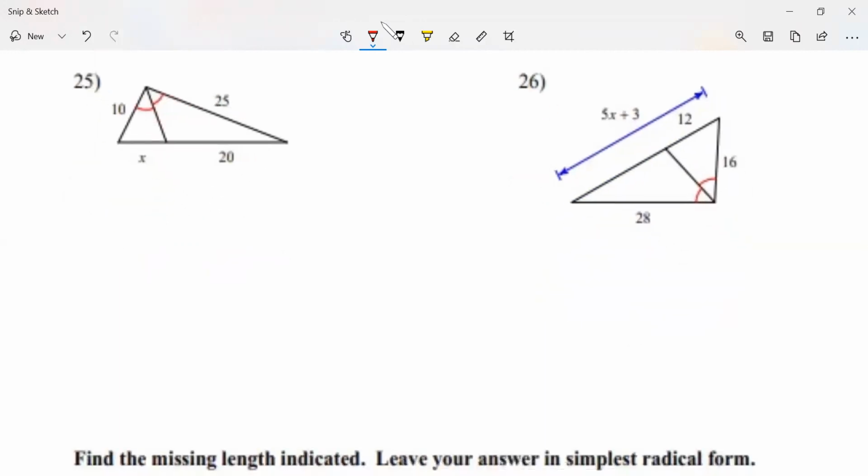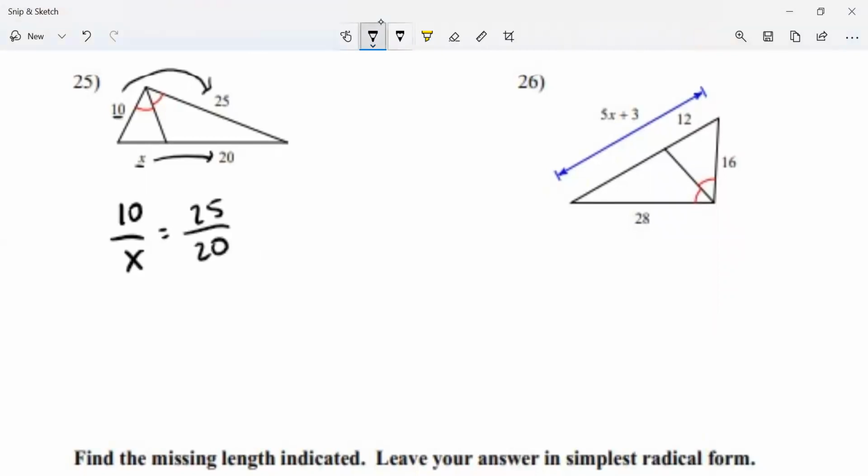For right now, number 25, I'm just going to write 10 over x. This is going to be pretty nice to write. 10 over x. Now 10 is going to correspond to 25 and x is going to correspond with 20. So 10 over x is going to equal 25 over 20. And I will be able to solve for x.